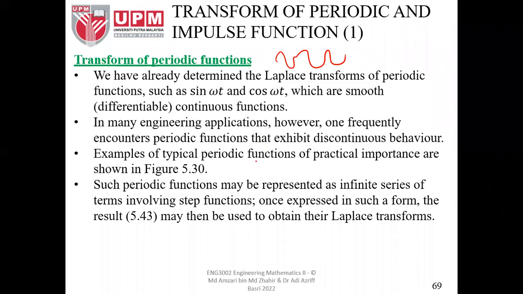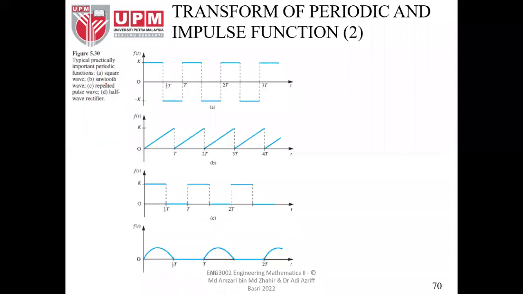So for example, a typical periodic function of practical importance is shown in 5.30. Such a periodic function may be represented as an infinite series of terms involving step functions. Once expressed in such a form, the result can be obtained. So this is an example of a periodic function. For example, the first one, we call it a square wave.